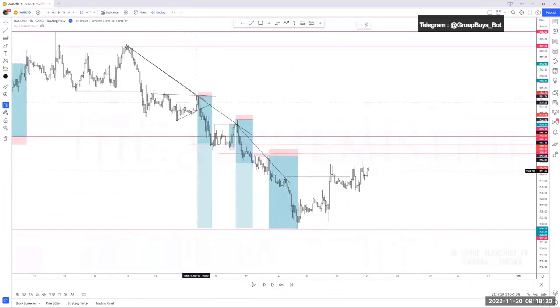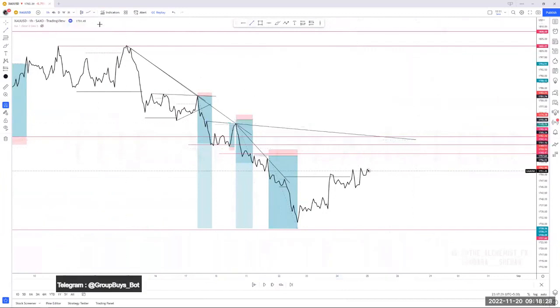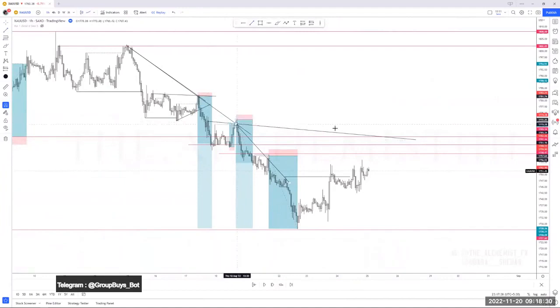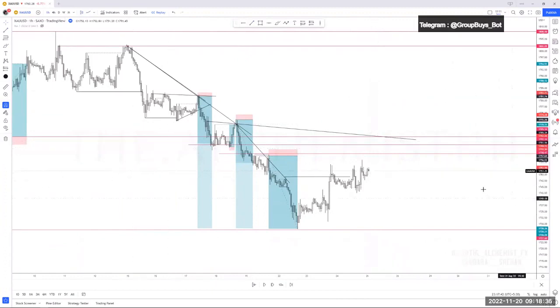Engulfing. Yeah, we have this one. Two engulfing points. Can you see that? Engulfing here. Okay, not here, not yet into these zones. Yeah, we have this level in here.